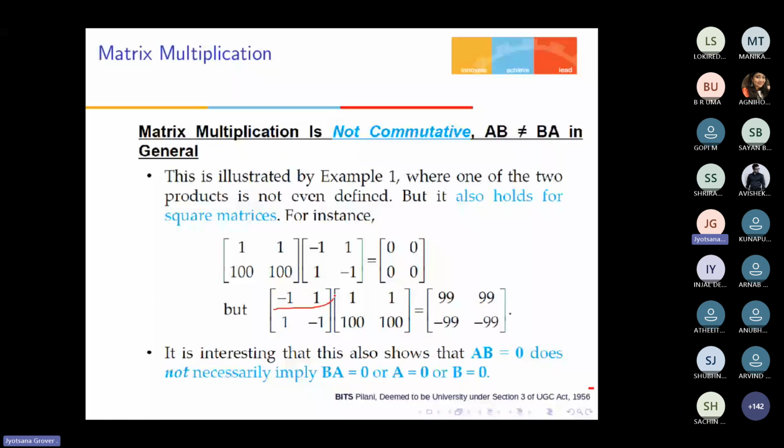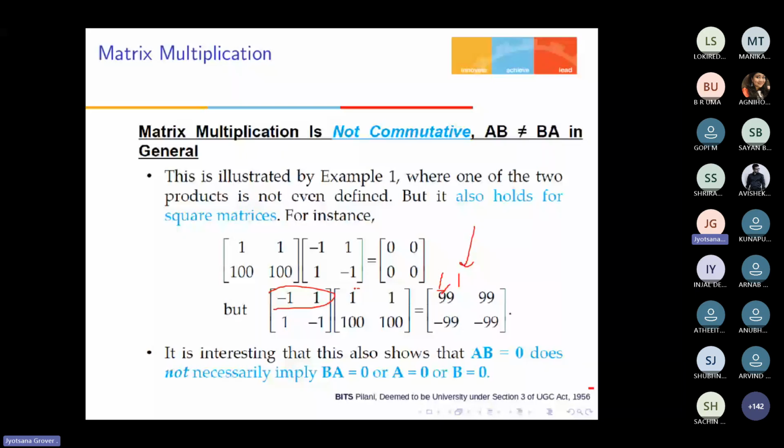Okay, this is the 1,1 entry. 1,1 entry means, sorry, just a second, 1 comma 1. Take the first row of A, take the first column of B, then do the dot product.